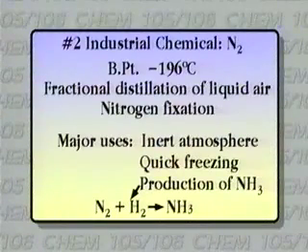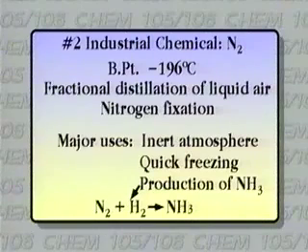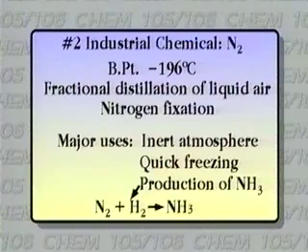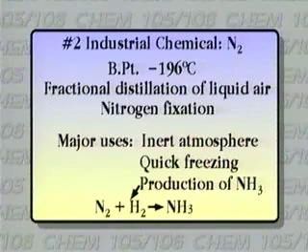Nitrogen is the number two industrial chemical. That means that in terms of tonnage, it is the second most used chemical in industry. 80% of our atmosphere is nitrogen. Doesn't seem like it would be that important, but it is. It's very important. The boiling point of nitrogen is minus 196 degrees Celsius.